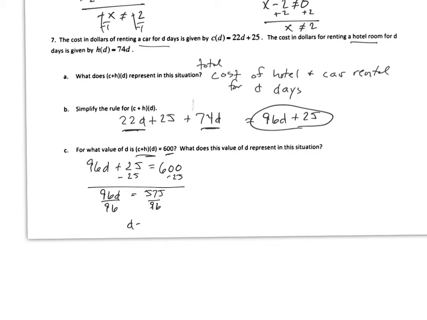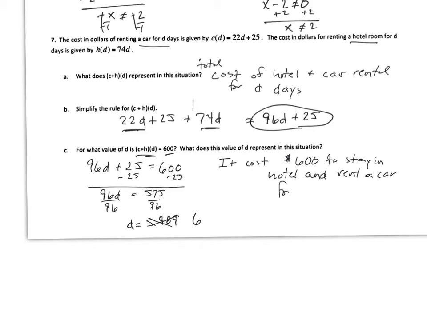This does not divide out super awesome. It's like 5.98, but it's so close to 6, we're going to call it 6, because nobody would say 5.9 days. So we'll call it 6. So what does this mean? This means that it's going to cost $600, right? That's what the 600 is, it's money, to stay in a hotel and rent a car for 6 days.